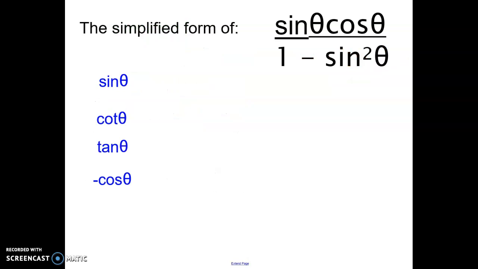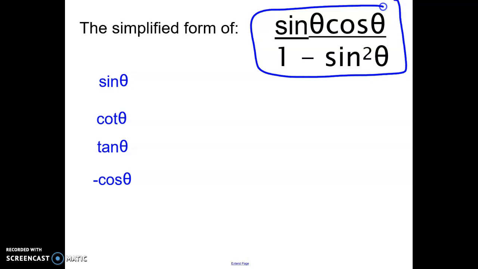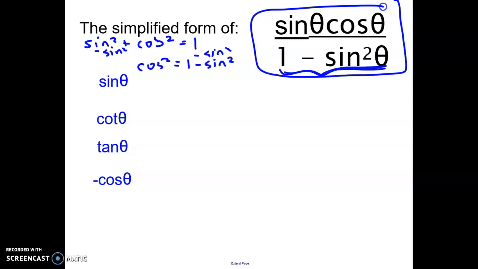So this question we're asking something a little bit different. We're trying to find which one of these, sine, cotan, tan, or minus cosine, is our answer if we simplify this expression. So we can see that the bottom is 1 minus sine squared theta. And remember that sine squared plus cos squared equals 1. And so if I subtract the sine squared to the other side, that means that cos squared equals 1 minus sine squared. So I can trade 1 minus sine squared for cos squared because of that Pythagorean identity. So when I switch it, we end up with sine times cos divided by cos squared.